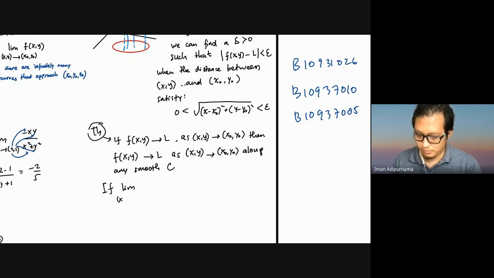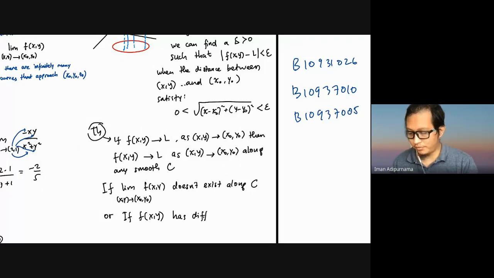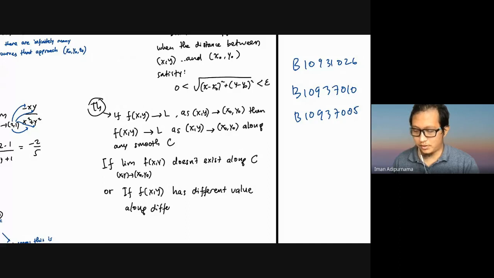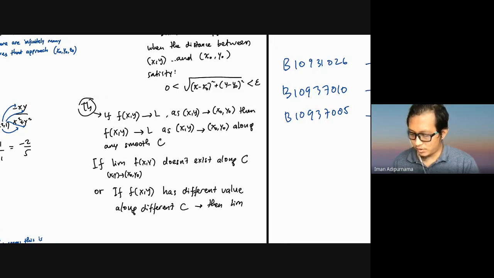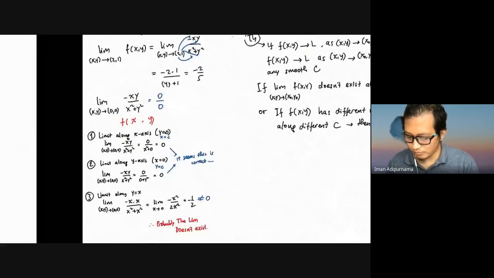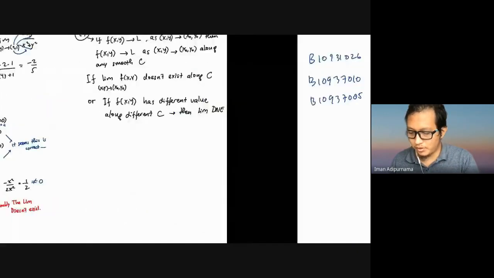If the limit doesn't exist, or if it has a different value along a different C, then the limit doesn't exist. This is precisely what we have observed here. So it has a different value on different C, right? So the limit probably doesn't exist.